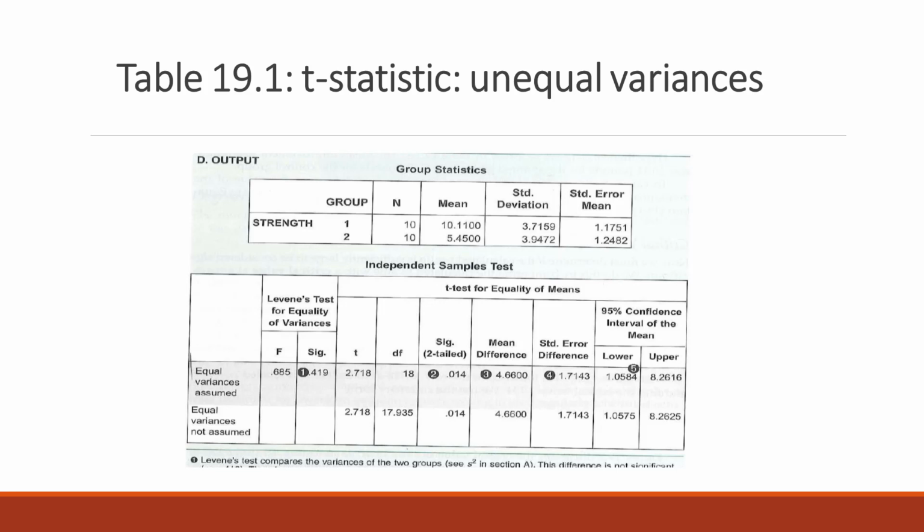Under the independent samples test, the Levene's test for equality is the test of homogeneity. Looking at the black circle with a 1 inside it, you see that the difference between the two groups is not significant. Therefore, we will use the t-test for equal variances. Looking at the black circle with a 2 inside it, we see that the two-tailed outcome is 0.014.